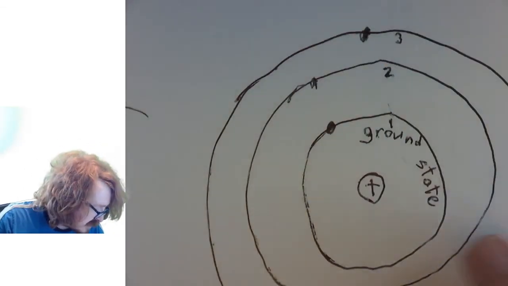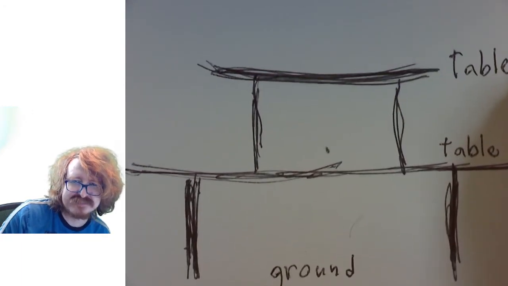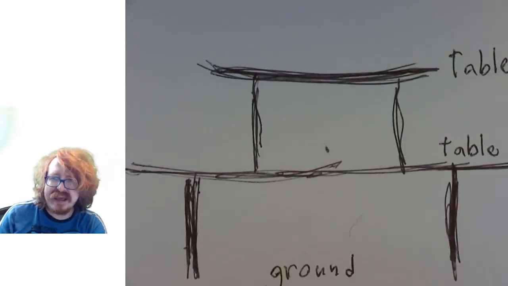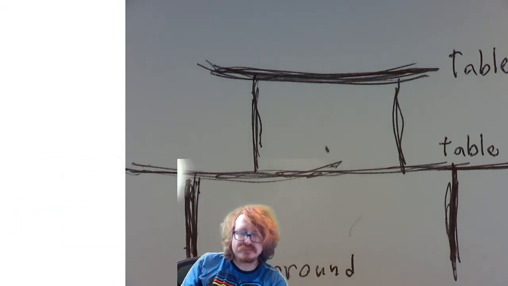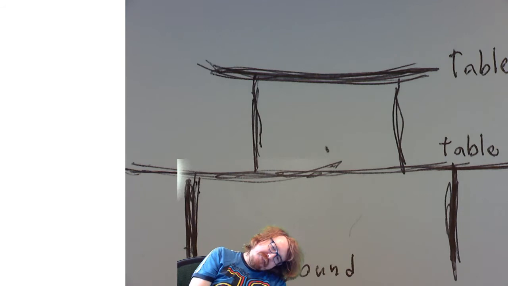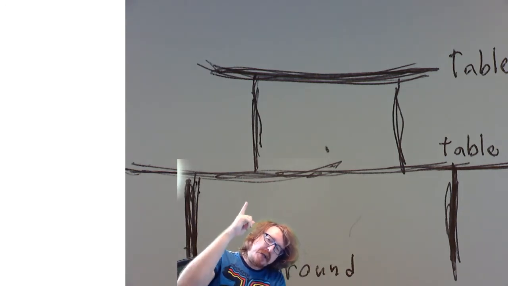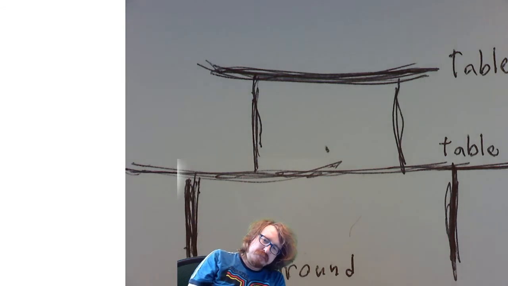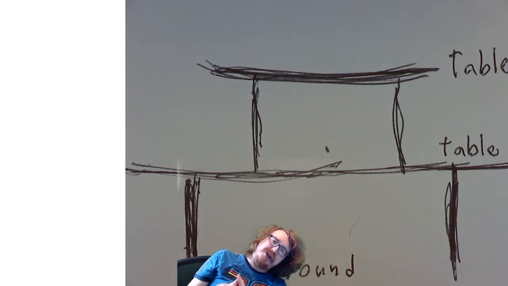Now, we're not quite done with our metaphor, so let me bring the tables back. Here we go. Okay, so let's say I'm on the ground. I'm just laying here. And you want me to be on that first table. Don't overthink this. If I'm just laying here and you want me to be on that first table, what are you going to have to do?